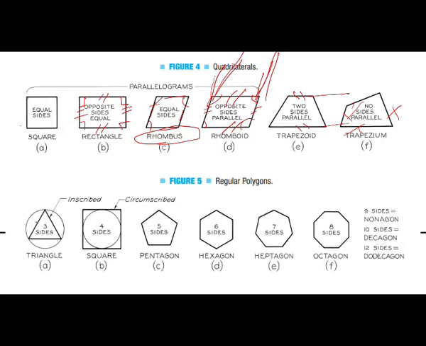A triangle has three sides. Square, four sides. Pentagon, five sides. Hexagon, six sides. Heptagon, seven sides. Octagon, eight sides. Polygons must have three or more sides, at least three sides and at most any number of sides. Nine sides is a nonagon, 10 sides a decagon, 12 sides a dodecagon. So we must remember triangle to octagon for polygons.